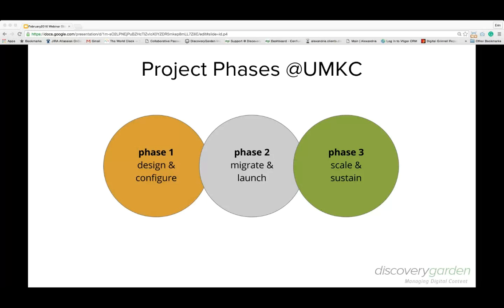So in phase 2, our primary goal was to migrate our collections from our legacy system as a sort of pilot project that would help us hammer out workflows, help us build metadata application profiles, generate some training documents, and just offer a set of collections that would get us to a launch point, which is where we are now.